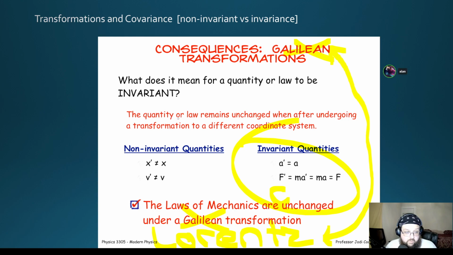What does it mean for a quantity or law to be invariant? The quantity or law remains unchanged after undergoing a transformation to a different coordinate system. So non-invariant quantities would be things like a normal axis, like an x-axis, or some relative speed, and then transferring that to another coordinate system. That would be a non-invariant transfer. So you could transfer something, and there would be a loss there.